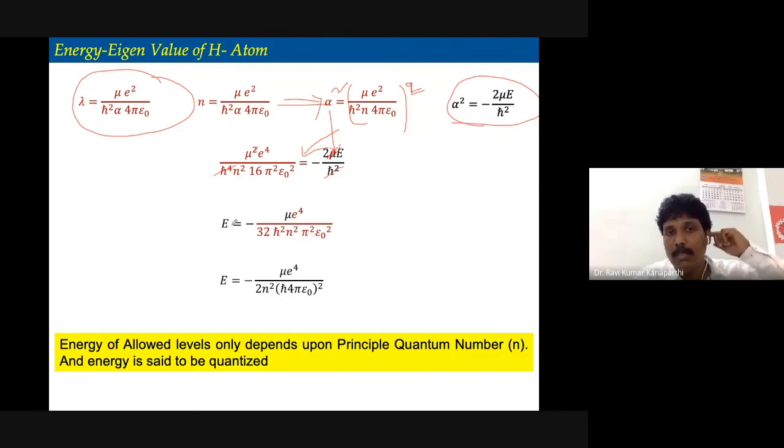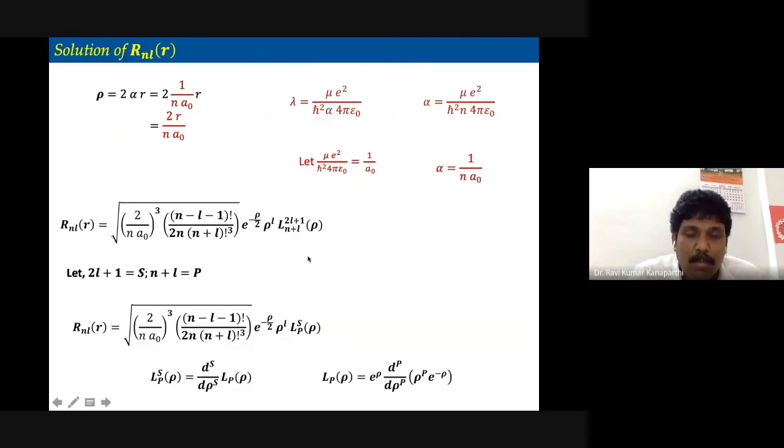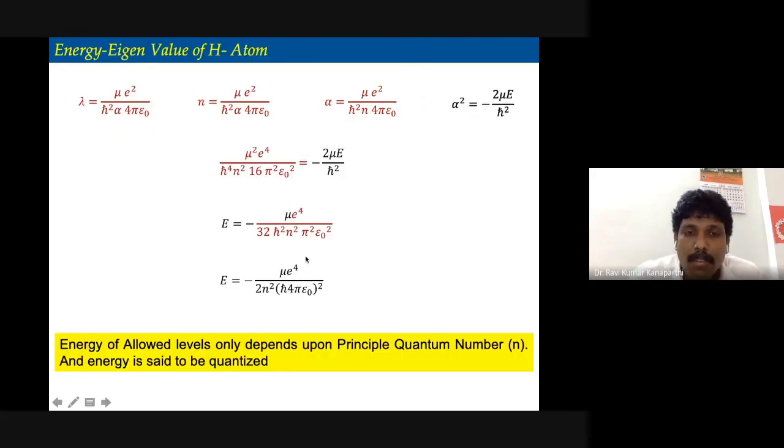And this becomes energy. Energy is equal to, and there is a 2. That 2 you can move to the denominator on the other side of the equation. So it becomes E is equal to minus mu e to the power 4 upon 32 h cross squared n squared pi squared epsilon naught squared. Okay, this you can simply rearrange so that you can remember this expression for all future purposes.